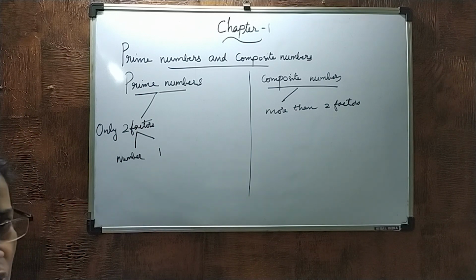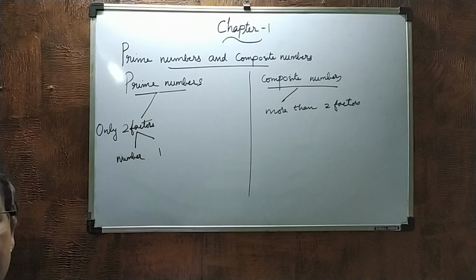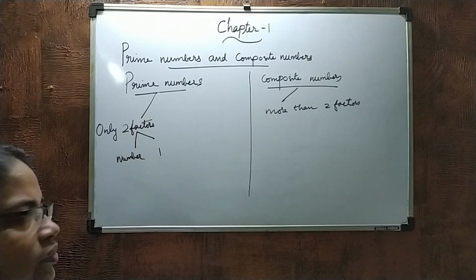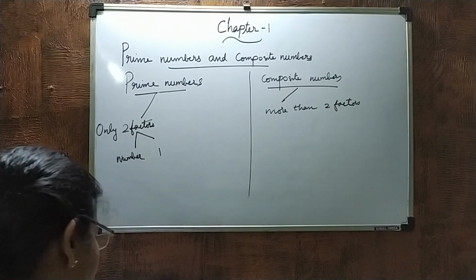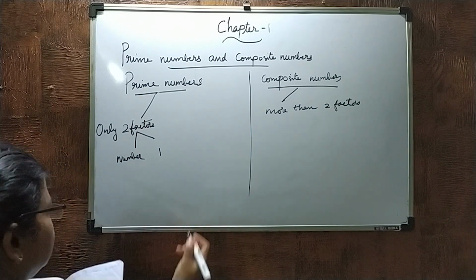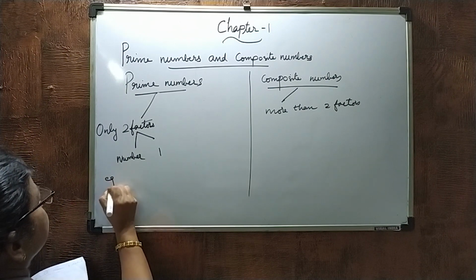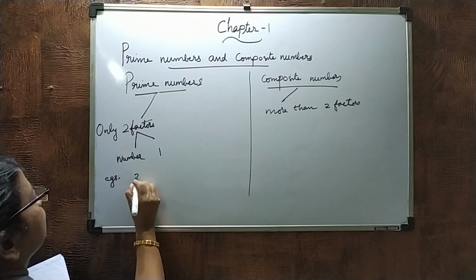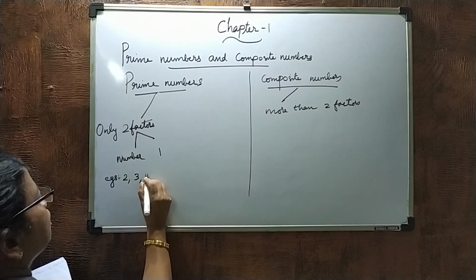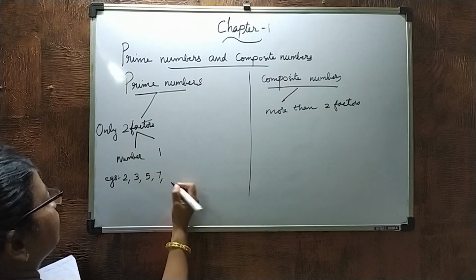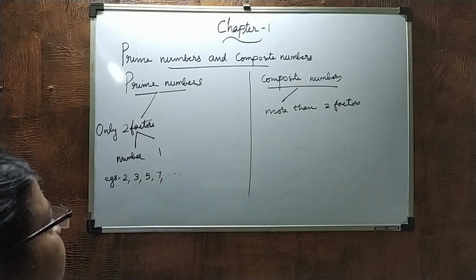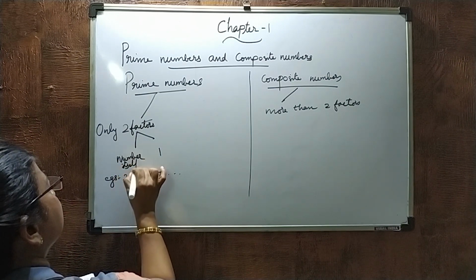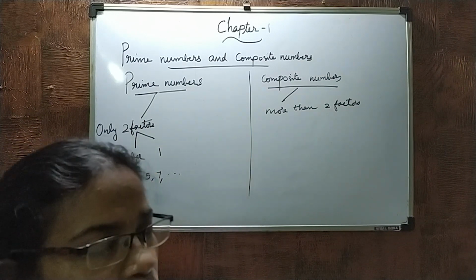So, when you take any number, say 19, what are the factors? 19 and 1. So, the number itself and 1. Examples: 2, 3, 5, 7, etc. Here, the number itself and 1. Now the composite numbers.